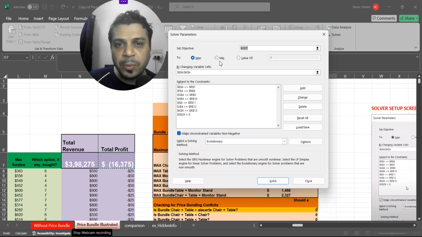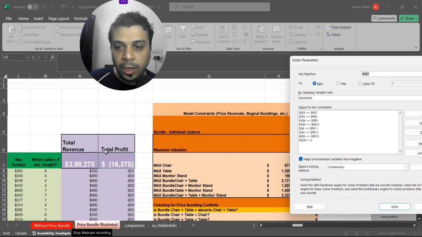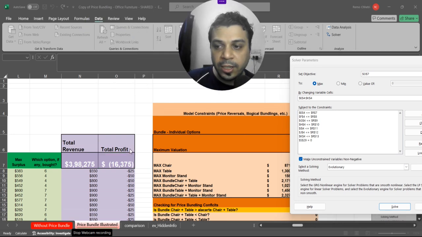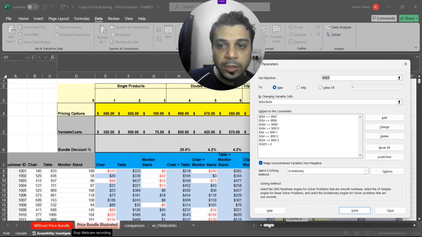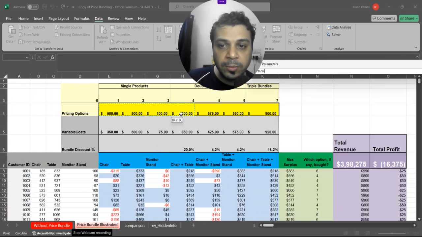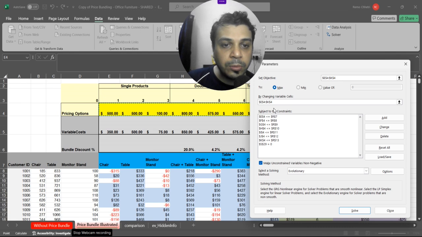So like I said in my discussion a little while back, there's an objective function. So O7 is your profit. That's your objective function, and you want to maximize it, right? So you set it to max, and then you want to change the variables. So what are your decision variables? I've already discussed that. Your decision variables are E4 to K4, your pricing options.